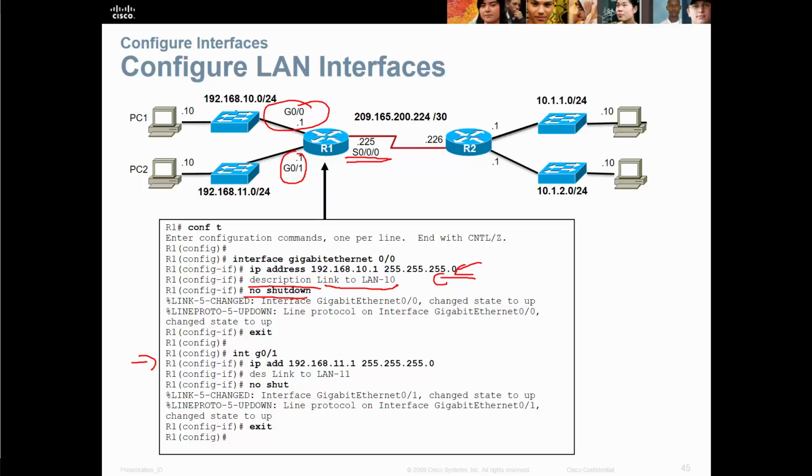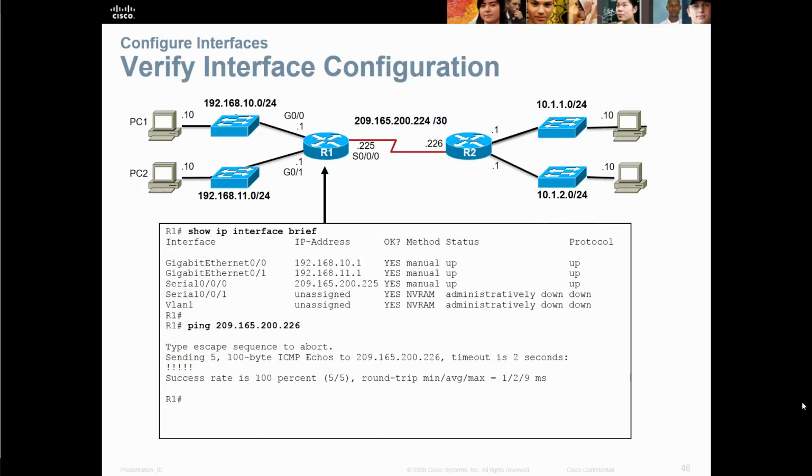So now let's talk about how we verify this. If we go to privileged exec mode and we do show IP interface brief, it will actually show us our interfaces and if they're assigned an IP address and if they're up or down. This part right here normally means that they are administratively down. We forgot to do the no shutdown command. This one over here normally tells us if they're wired up correctly or not.